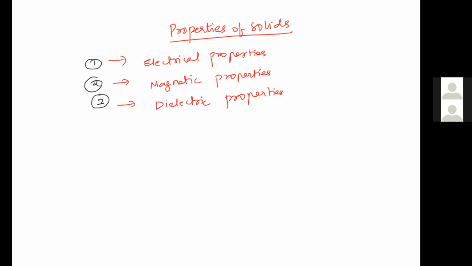So let us first discuss the electrical properties of the solids. In the electrical properties, generally, the electrical conductivity, especially in solids, may arise through the motion of electrons, right? That's how the conduction of electricity is generally happening, through motion of free electrons and through the positive holes or through motion of ions, right? So remember that.